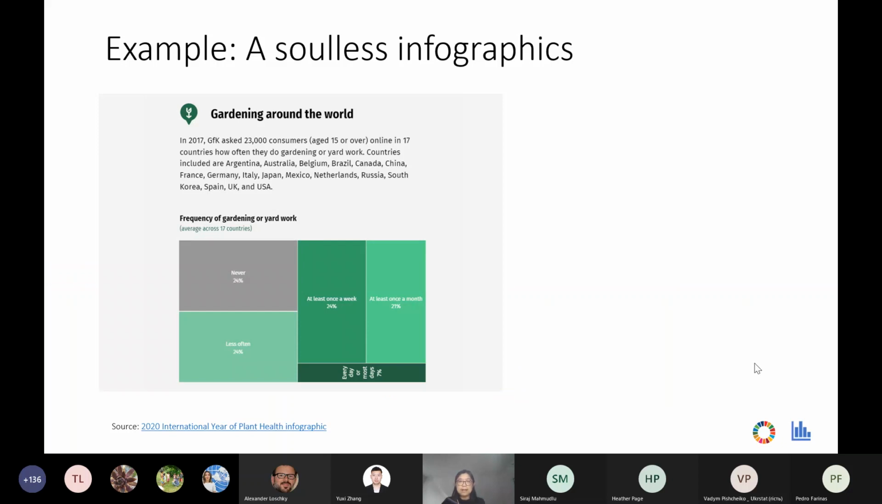So before we start, let's look at this example together. This is an infographic that someone made for the 2020 International Year of Plant Health. In the text part, the author talks about the sample size and the surveying method, and gives the list of participating countries. And then on top of that, the author presents a data chart that visualizes the data they gathered from this survey. So my question for you is, is this a data story?